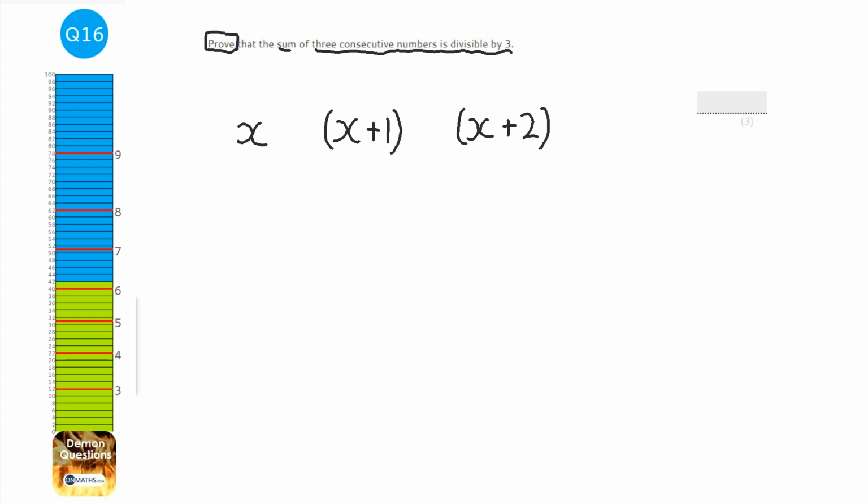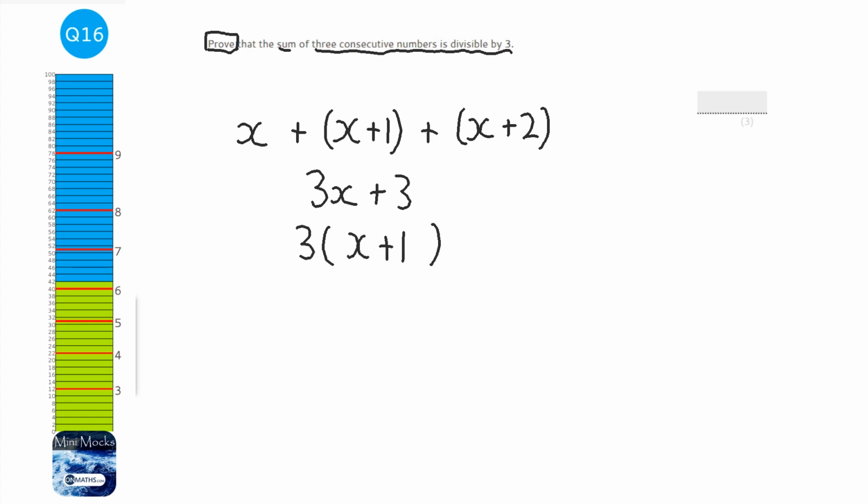And it says the sum, so what we're going to do is add these 3 numbers together. So x plus x plus x is 3x, 1 plus 2 is 3. Now, this hasn't proved that they're divisible by 3 yet. All I need to do now is factorise this out. So I'm going to divide each of those by 3. Now that is proof that they are divisible by 3, because if you times any number by 3, it will be in the 3 times table. So my proof is this bit here, and I could write a sentence saying any number that I times by 3 will be divisible by 3.